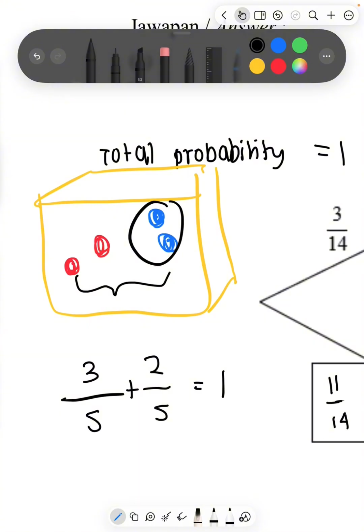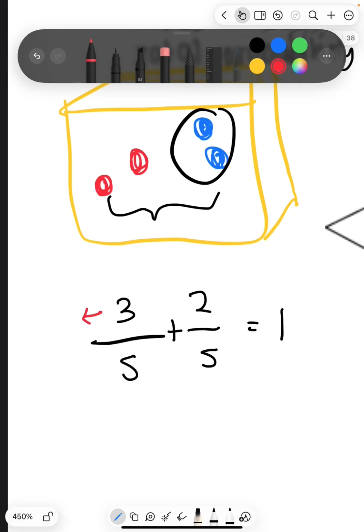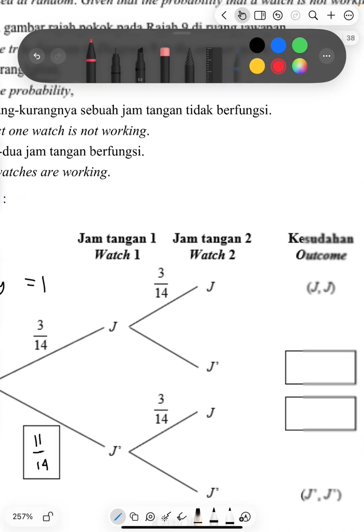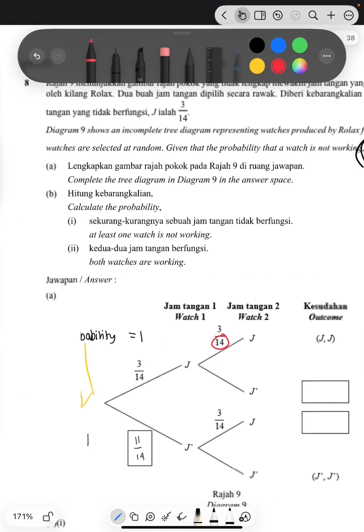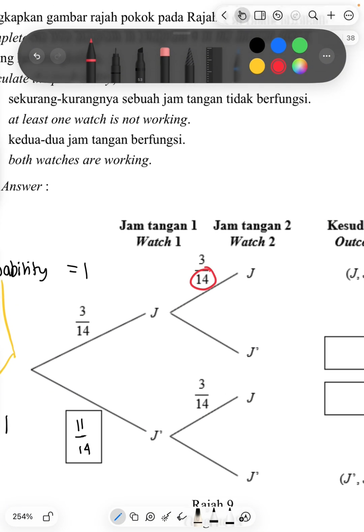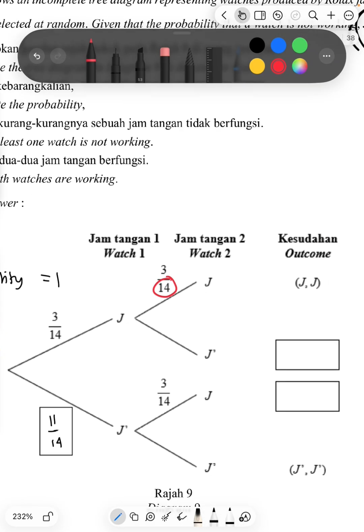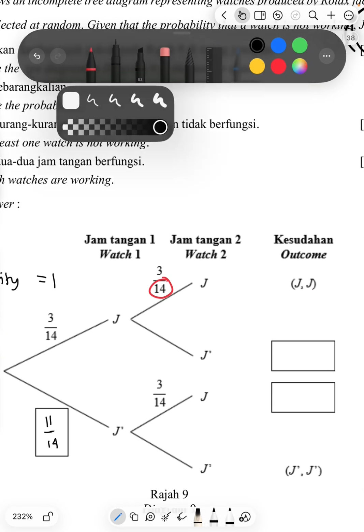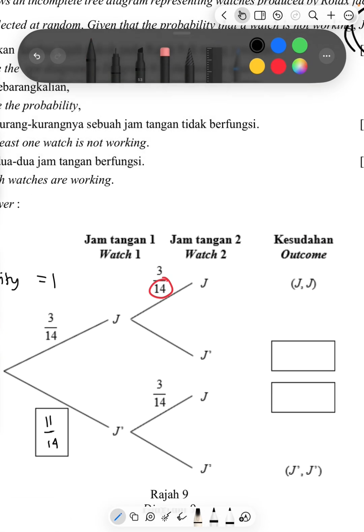So meaning that from 3 over 5, it decreases, becomes 2 over 4. But in this case, you notice that the denominator is still the same, so it doesn't really decrease or anything. Now, for total outcome, just write back this JJ. Next is J and J prime. Next is J prime and J.